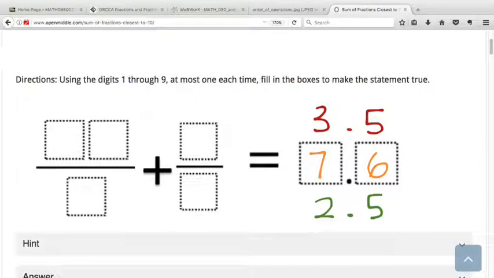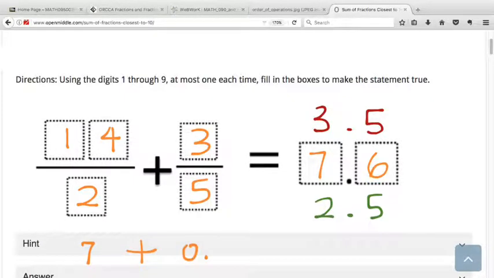We first did 14 over 2. Okay. Which would give us a whole number. 7. And then we did 3 over 5. Which is 0.6. So 7 plus 0.6 is 7.6. Look at that. Great. That seems like it works.